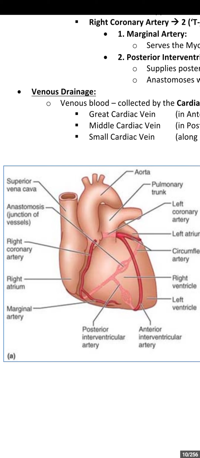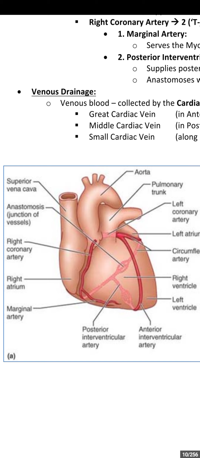Welcome everyone to my next section, which is about coronary circulation. In coronary circulation, there is a different supply of blood to the myocardium, and it is the shortest circulation in the body.